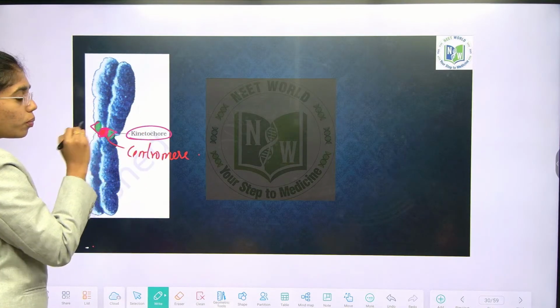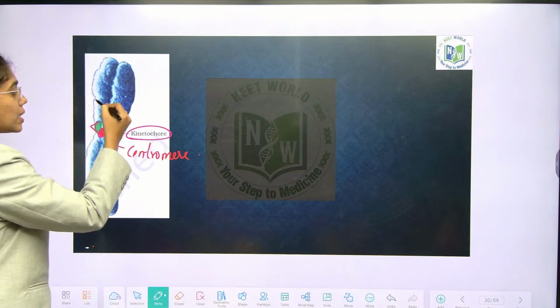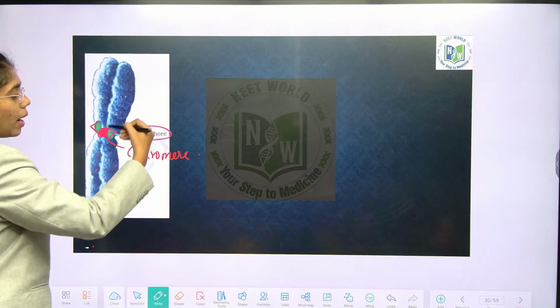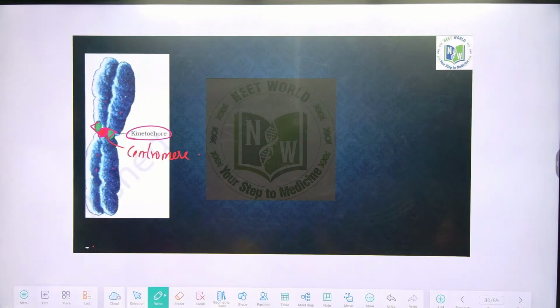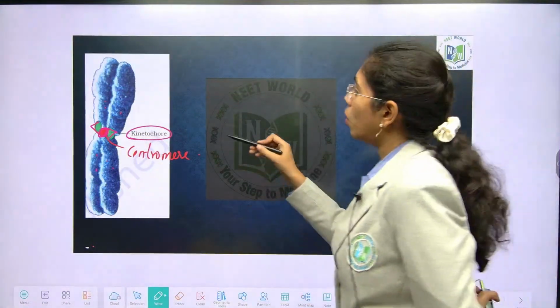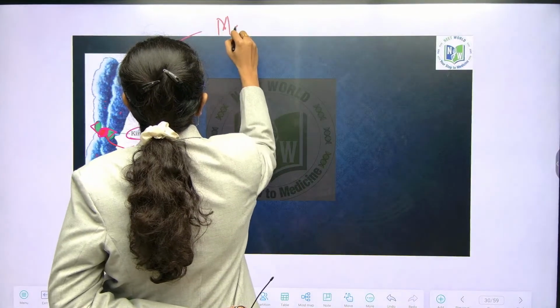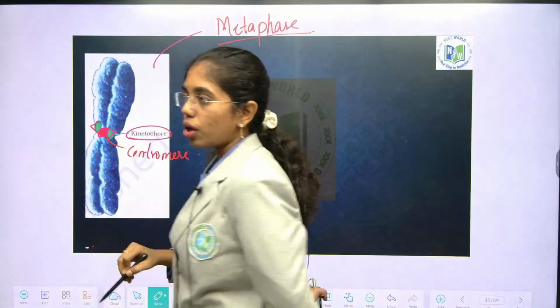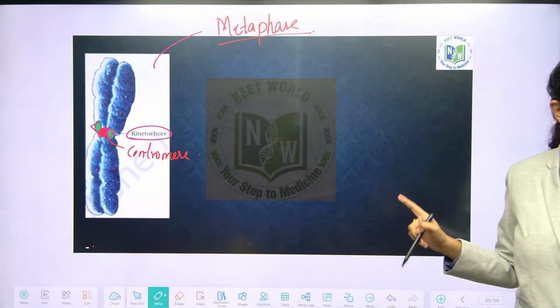You can see how many chromatids are here? Two chromatids, and these are two arms of the chromatids. Based on the shape differences of the chromatids, we have four different shapes. One thing you have to be clear, at which phase can you see clear structure of the chromosome? You can see clear structure of the chromosome. So you are clear with the structure, right?